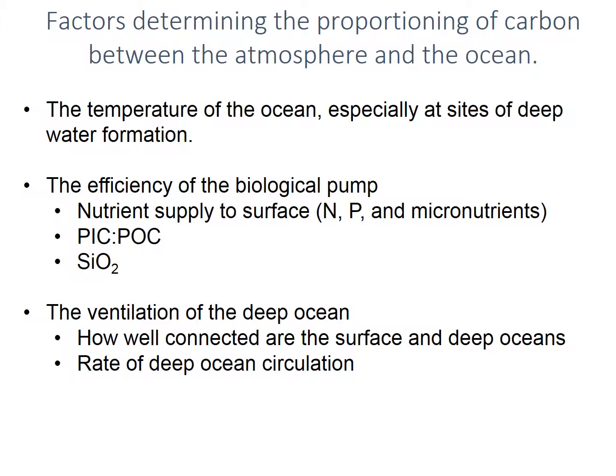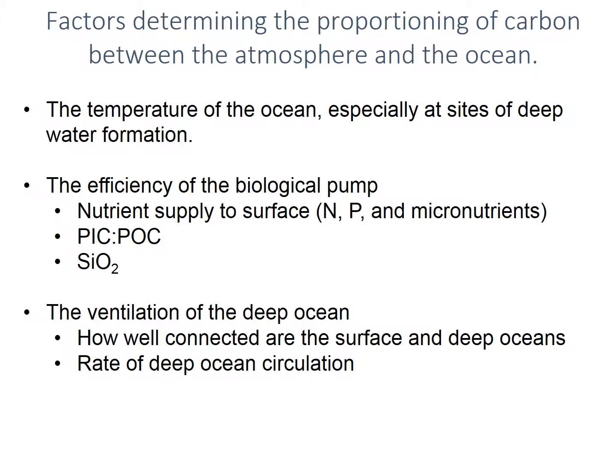Okay, so again, this is another summary which will be available online. So the important things are the temperature and the efficiency of these biological pumps, inorganic and organic, and also the ventilation of the deep ocean. If the oceans circulate very slowly, that gives the water more time to accumulate carbon from the surface ocean, and more time to lose oxygen.